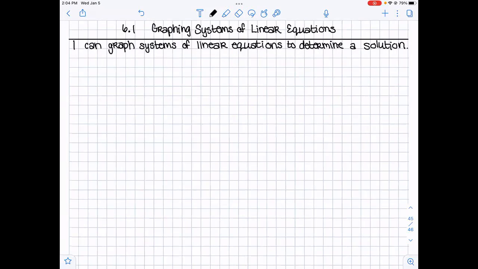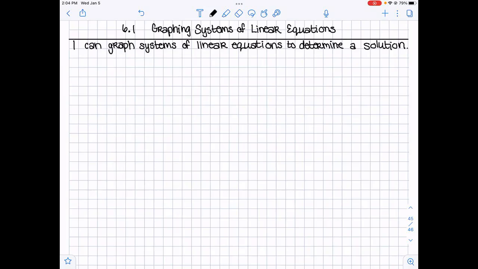All right, what's the goal for today, people? Get this done. I can graph systems of linear equations to determine a solution. So, we have talked about graphing lines before, right? Yes. Okay, so before we were graphing one line, now we're going to graph two lines on the same plane and figure out where they cross.